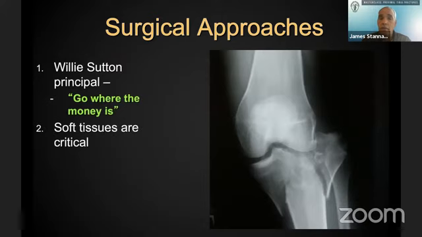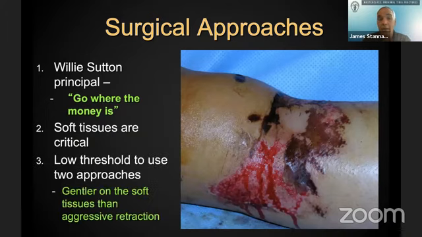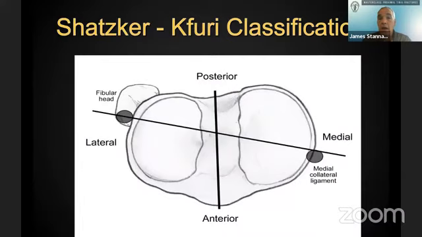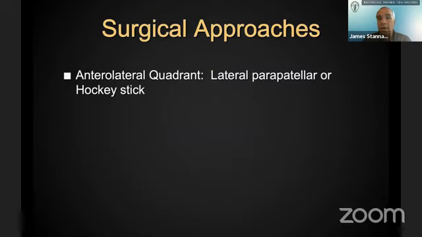Soft tissues are critical, and you want to wait long enough for them to heal, or in this case, do posterior medial or straight posterior approaches to stay away from that area. And I have a very low threshold to use 2 approaches. It's much gentler on the soft tissues. I think of things in terms of this 4-quadrant classification, so the Schatzker-Kafuri, because this side is very different in approaches from this side. In summary, again, for just lateral primarily approaches, I prefer the extended hockey stick approach.